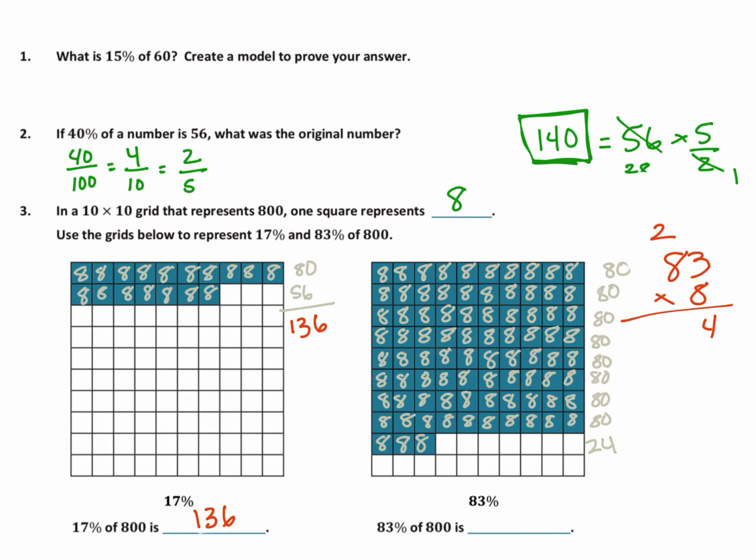8 times 3 is 24. 8 times 8 is 64. Plus 2 more makes 68. So 684. No, that's wrong. 8 times 3 is 24. 8 times 8 is 64. Plus 2 more makes 66, not 68.